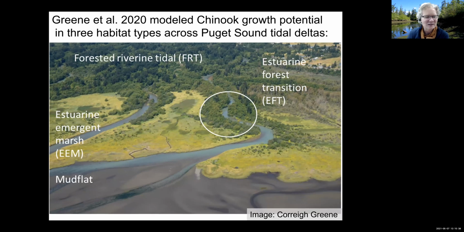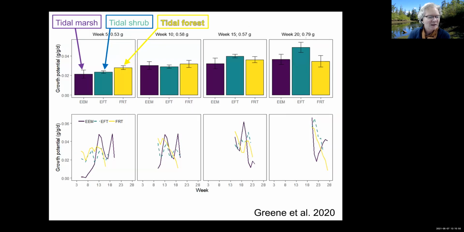Correigh Greene and his colleagues looked at how Chinook salmon use different habitat types in Puget Sound tidal deltas. These are the 4 habitats that they looked at: mudflat, tidal marsh, tidal forested wetland, and then this shrub transition zone that's tidal as well. They found, similar to what Wu and her colleagues found, that fish use varies across time in these different habitats. Different cohorts of fish use the different habitats at different times. The purple here was marsh. This shows growth potential. You can see the high fish growth potential in these tidal forested wetlands.